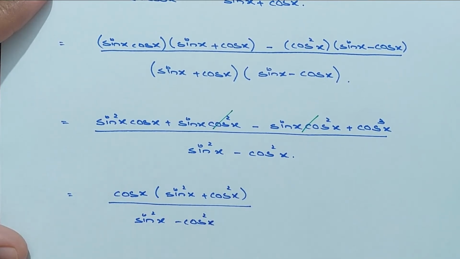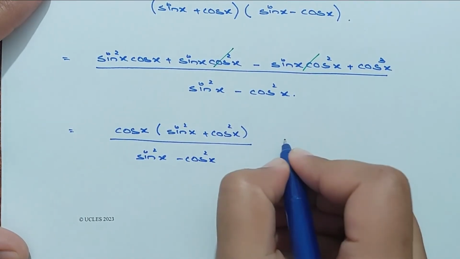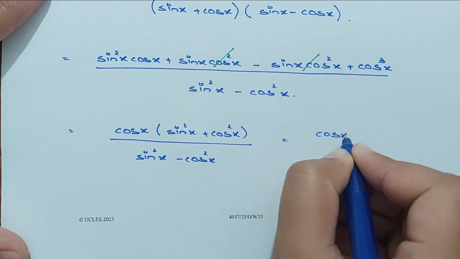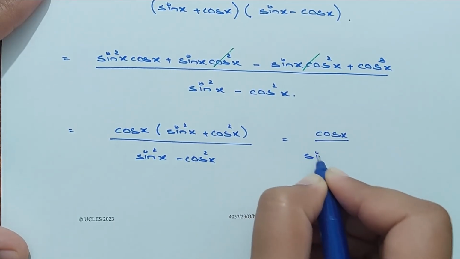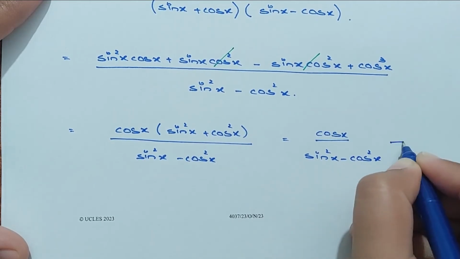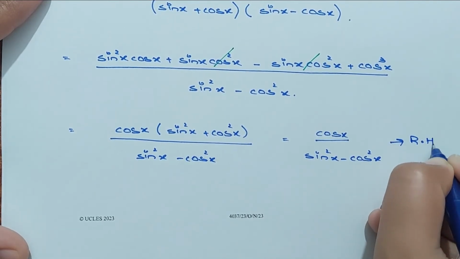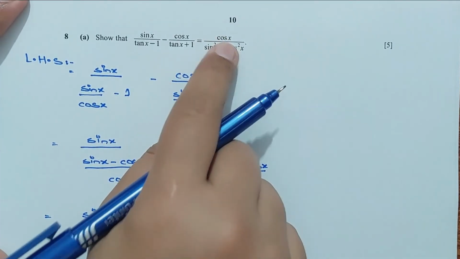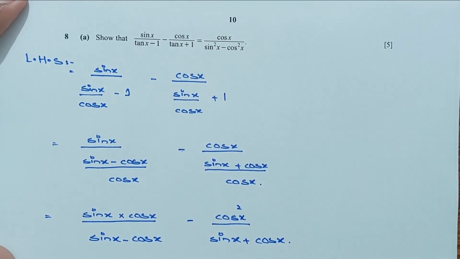Sin square x plus cos square x is equals to 1. So we have only cos x over sin square x minus cos square x. This is my right hand side. It is proved.